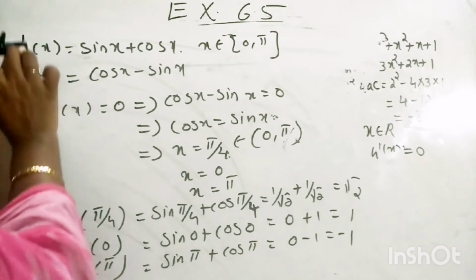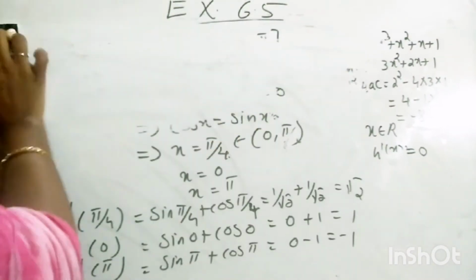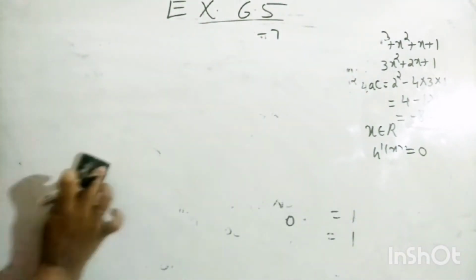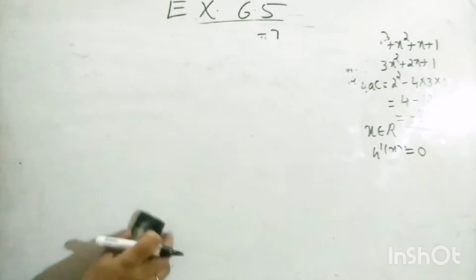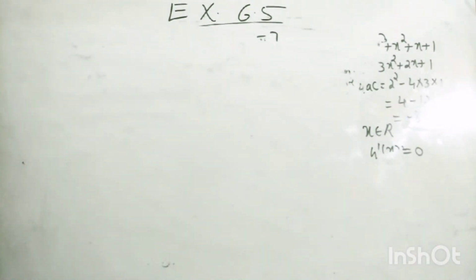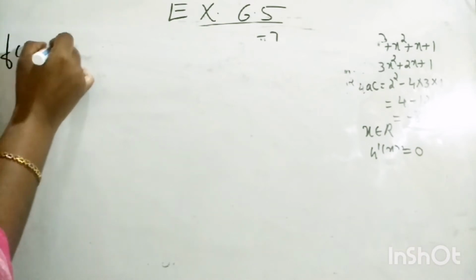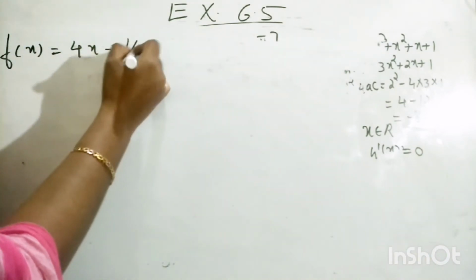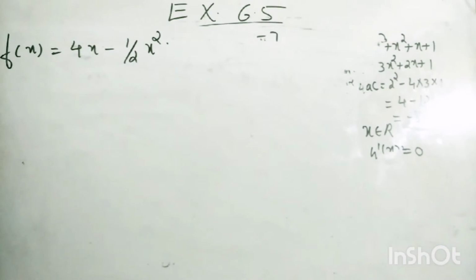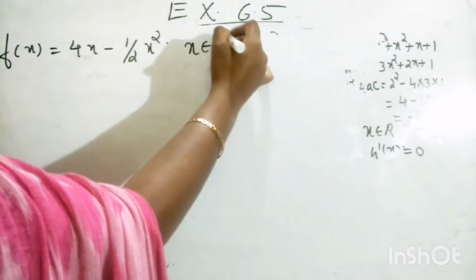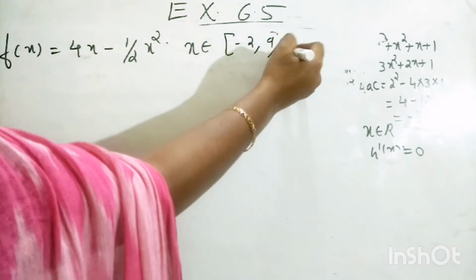Third one. Third sub question, f of x is equal to 4x minus 1 by 2 x square, x belongs to the closed interval [minus 2, 9 by 2].